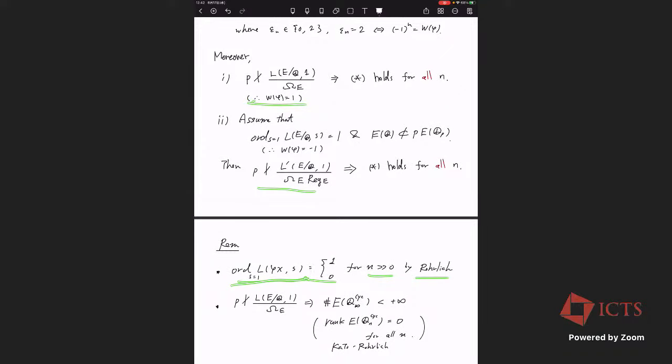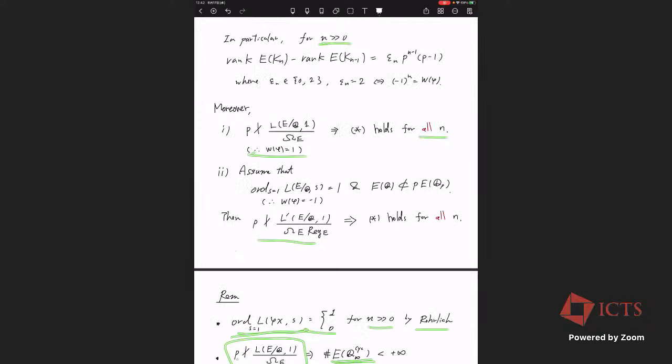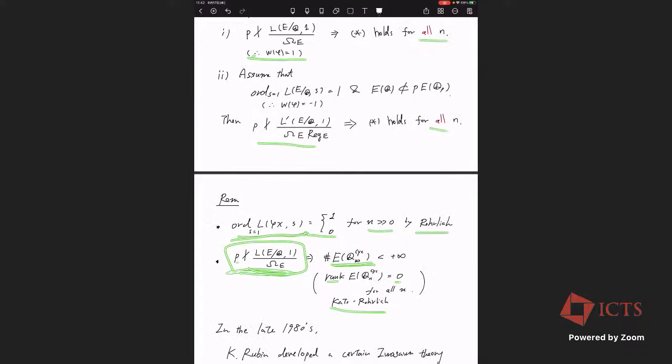For example, in the cyclotomic case, under this assumption, the Mordell-Weil rank of E in the cyclotomic Z_p tower is bounded. This is the well-known result of Kato-Rohrlich. Bounded, sorry. If p does not divide the L-value, it is finite, always finite. So the Mordell-Weil rank is always 0 under this assumption. Our result is in some sense an analog of this result.